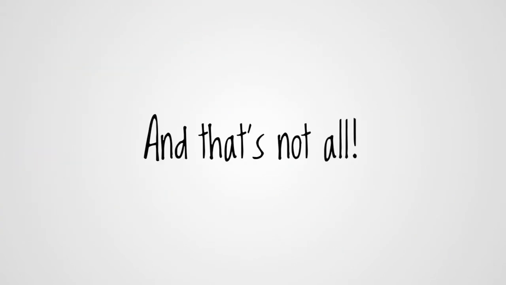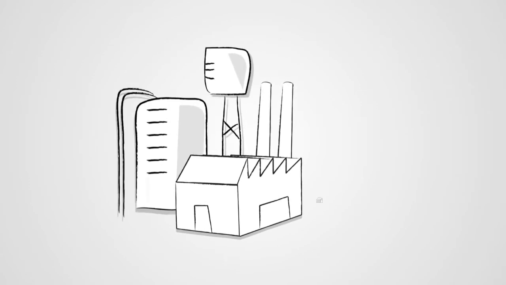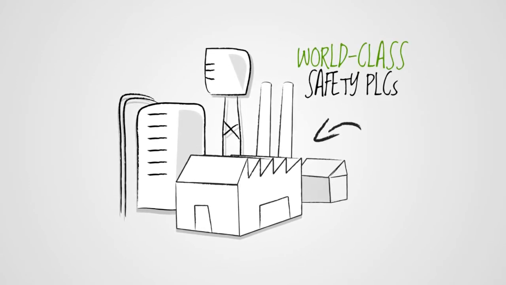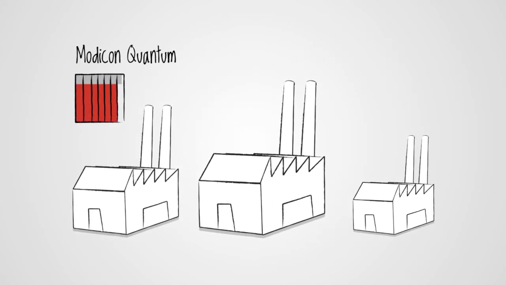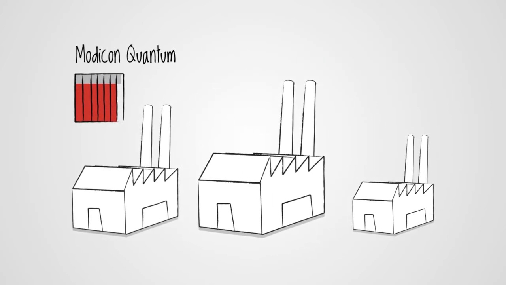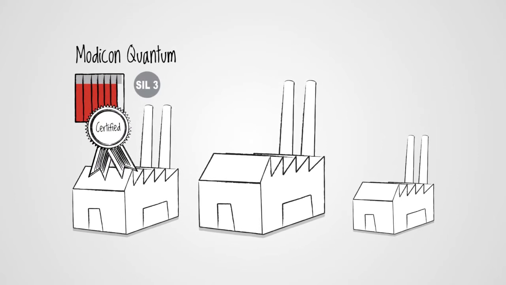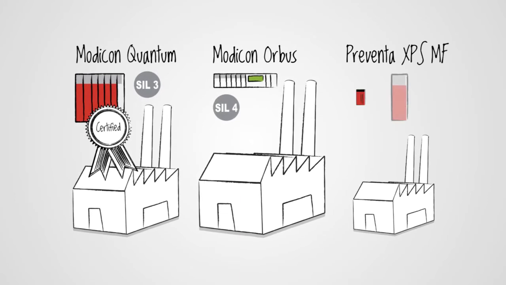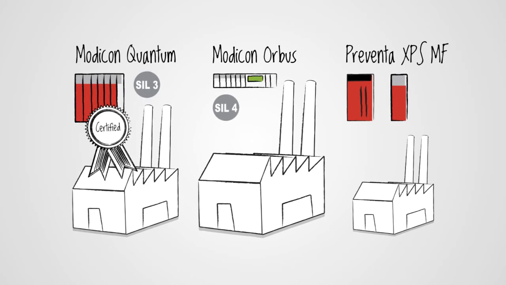And that's not all. Depending on your application requirements, you have a choice between several world-class systems. Modicon Quantum, a reliable safety system PLC with safety integrity level 3 certified modules. Modicon Orbis, a robust, hardwired system that can achieve a safety integrity level of up to 4. And finally, Preventa, a range of economic and compact size solutions for smaller process applications.